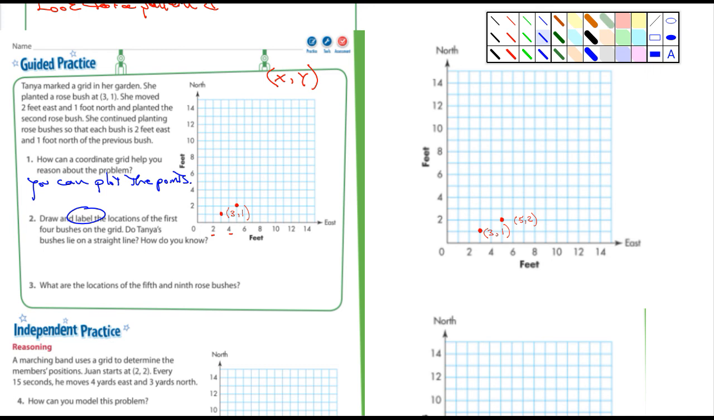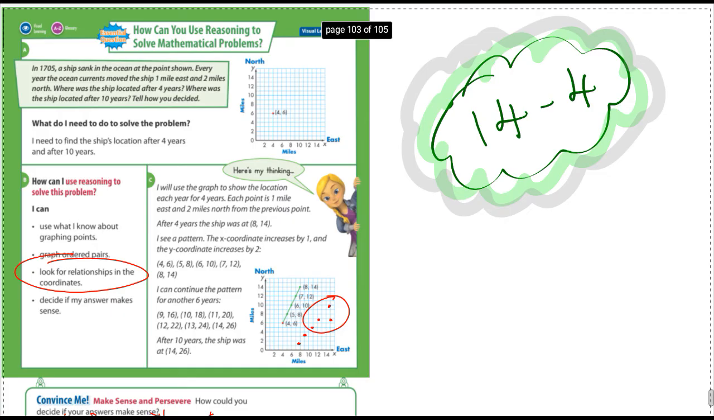What are the locations of the 5th and 9th rose bushes? I think that's a good class craft question right there. I'll want to know the locations of the 5th and 9th rose bushes. Okay. All right, let's move down to the next one.